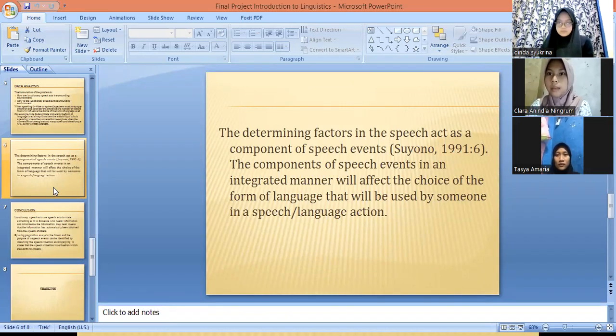The determining factors in the speech as components of the speech event, Suyono, 1991. The components of the speech event in an integrated manner will affect the choice of the form of language that will be used by someone in a speech or language action.